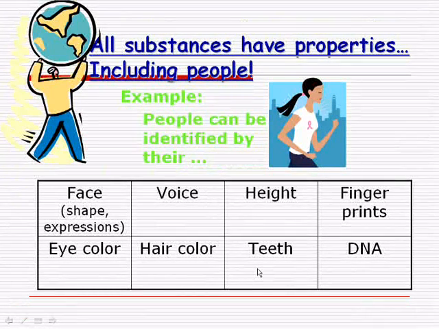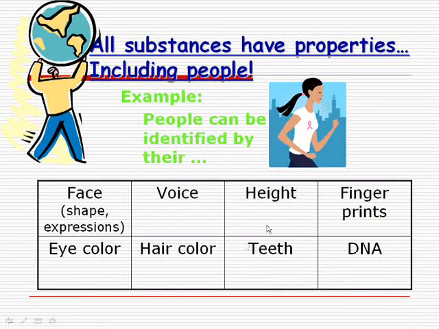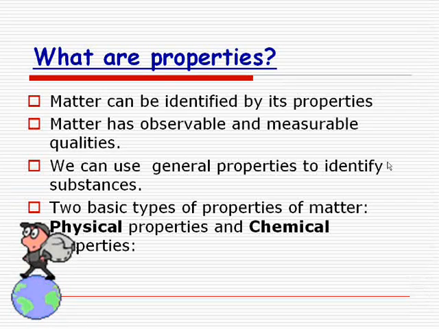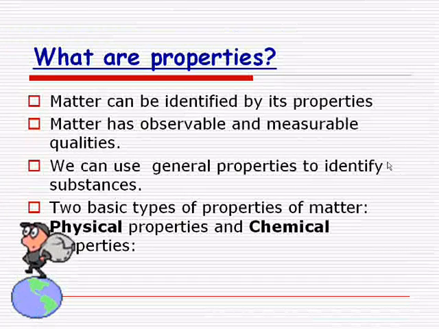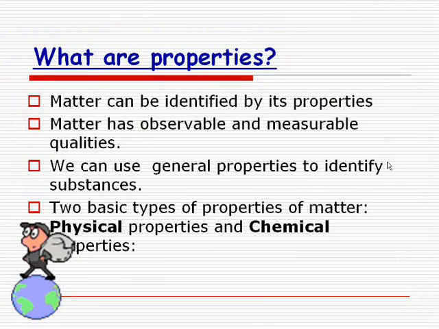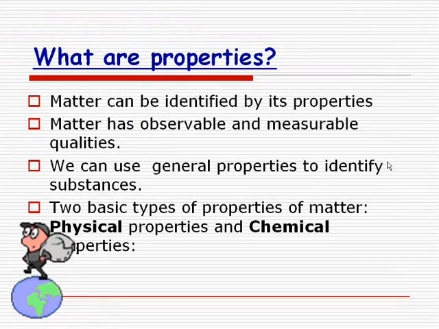You have unique hair color. You have a height that describes you. Your eye color describes you. Well, the same can be said about all kinds of different things. Matter has properties, and we identify things by its properties. Properties are usually things that are quantifiable. We can measure them and observe them. We use general properties to identify substances. For instance, you might say water is clear and liquid. Those are two physical properties that would describe it.